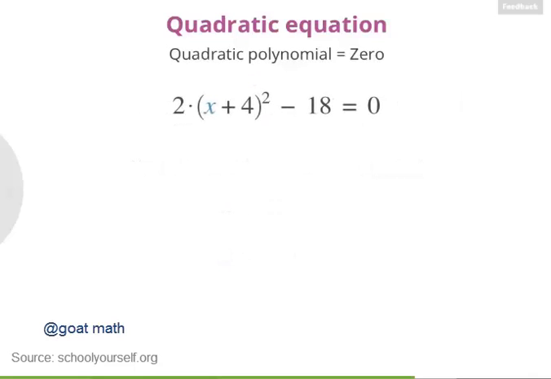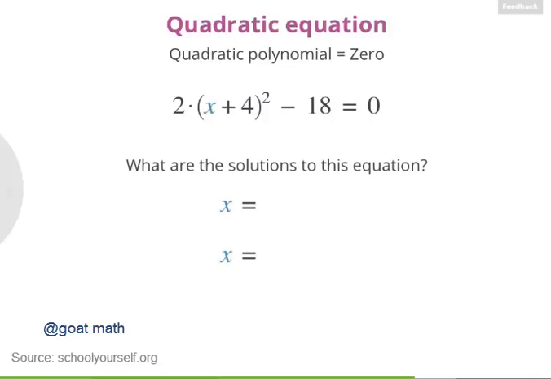Okay, try one last example. 2 times x plus 4 squared minus 18 equals 0. What are the solutions to this equation? Nicely done. This time you added 18, then divided by 2, and then solved for x. The two solutions are -1 and -7.